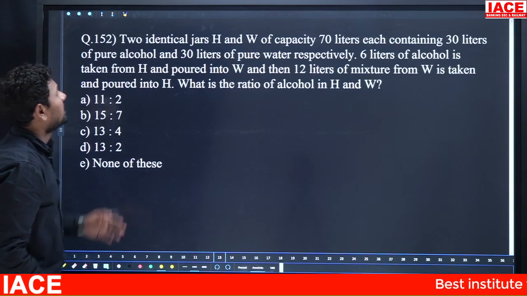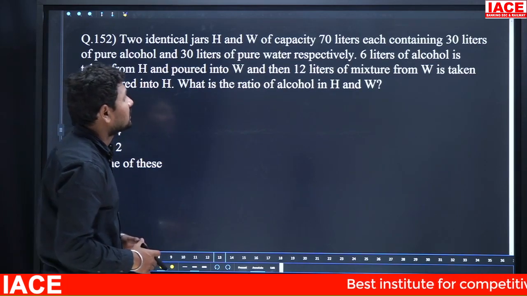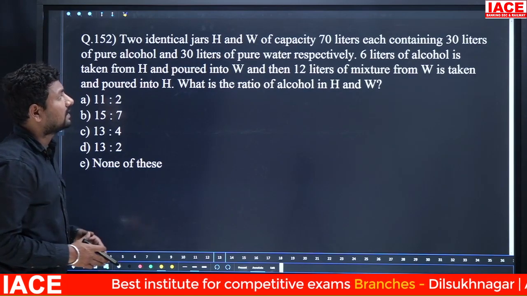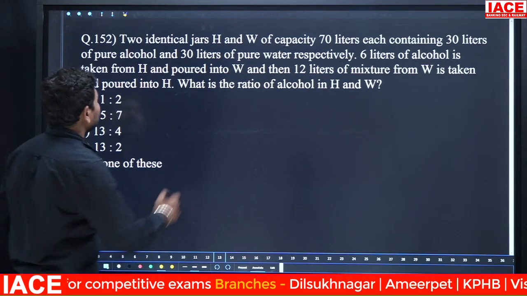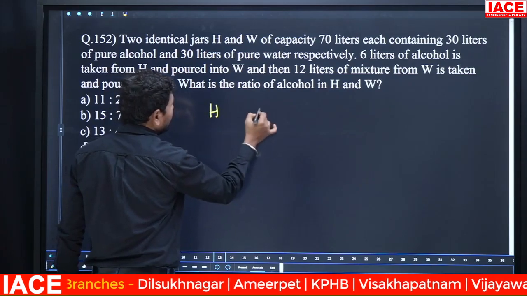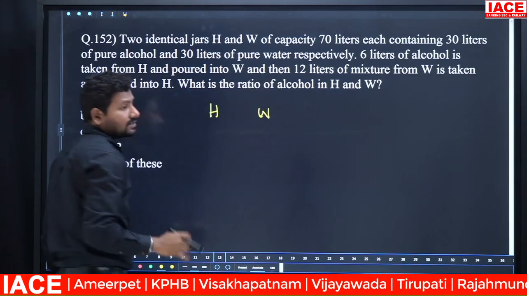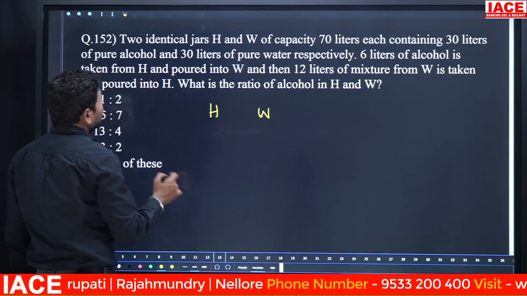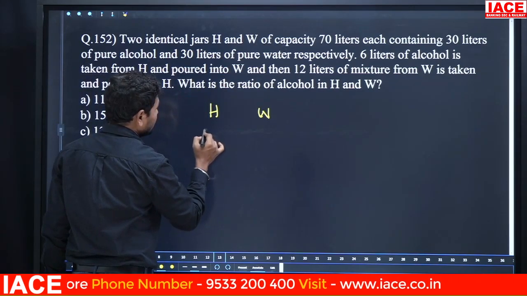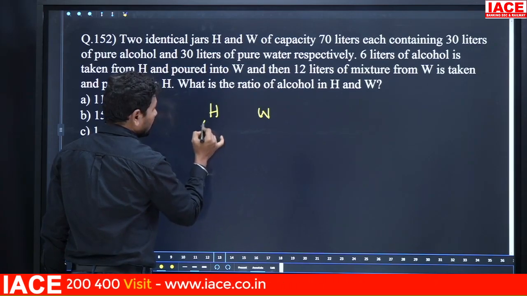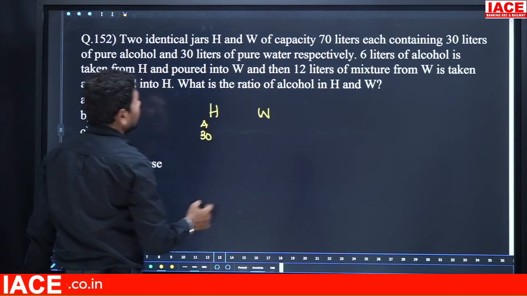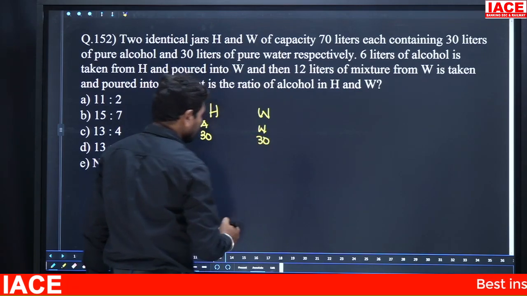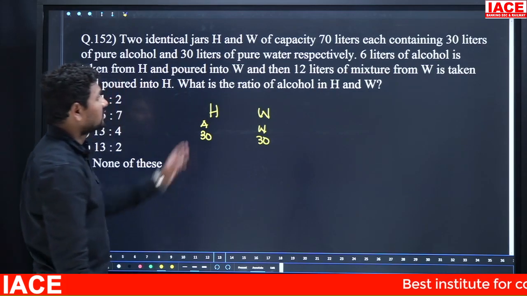Next, two identical jars H and W of capacity 70 liters each containing 30 liters of pure alcohol and 30 liters of pure water respectively. There are two jars, H and W. There is a capacity of 70 liters, but they don't have 70 liters now. Each contains 30 liters: 30 liters of pure alcohol is contained in H, and 30 liters of pure water is contained in the W jar.